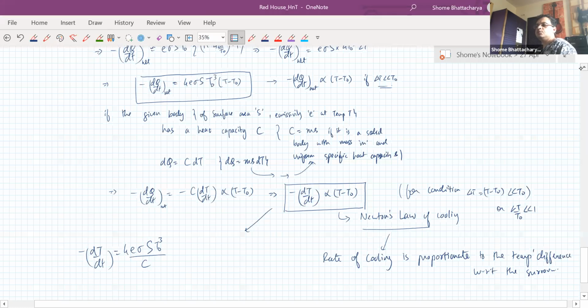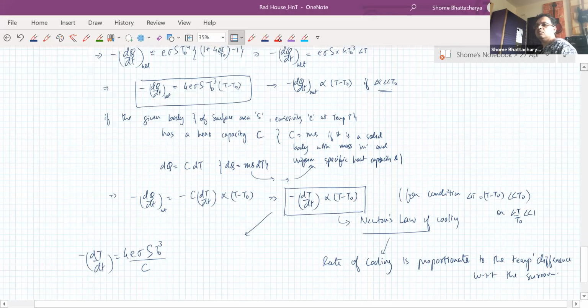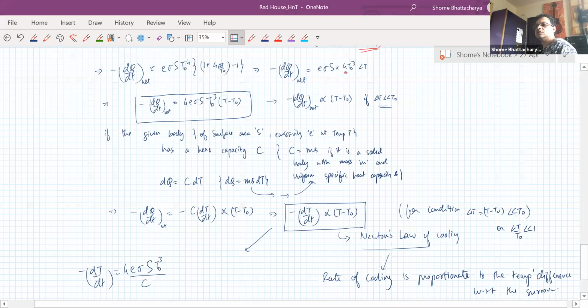If you're writing down the notes, please be alert and make this correction, because when you do this, there's a T naught cube here because of this in the denominator and this here. So please make a correction here. There should be T naught cube in this place. Okay. Anyway, so this is the constant of proportionality.